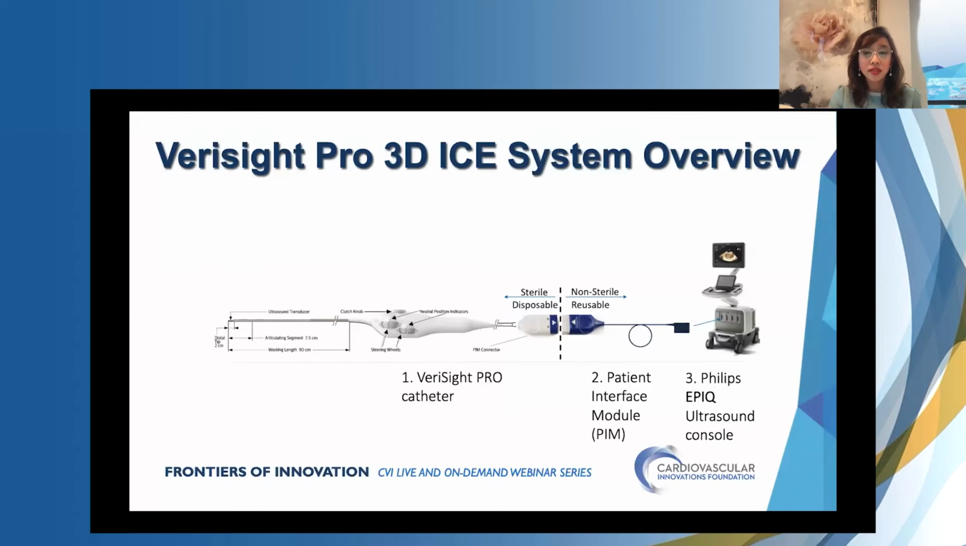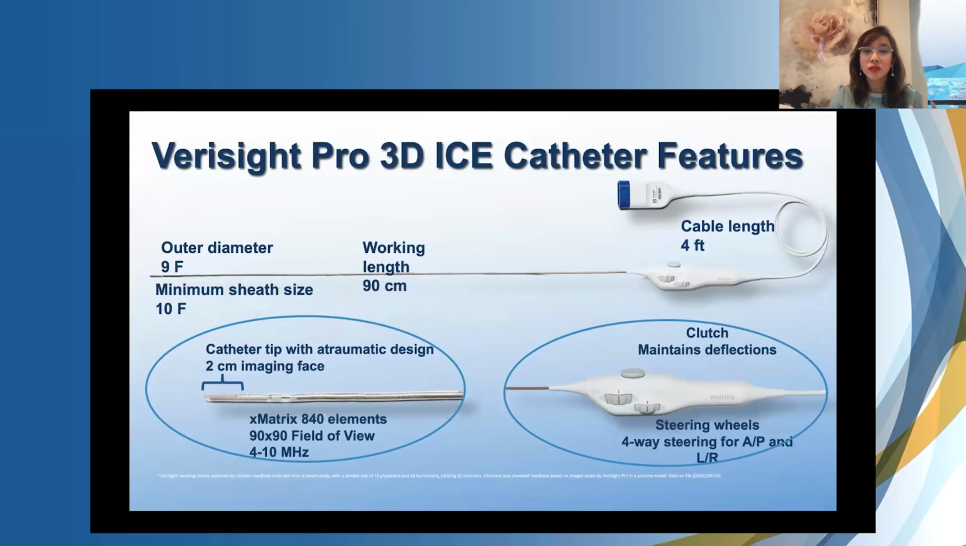Your second is your patient interface module, and that is still your non-sterile portion and is reusable. And last but not least is your Verite Pro catheter, and that is your sterile portion. And what about the ICE catheter itself? So just a quick overview of it.